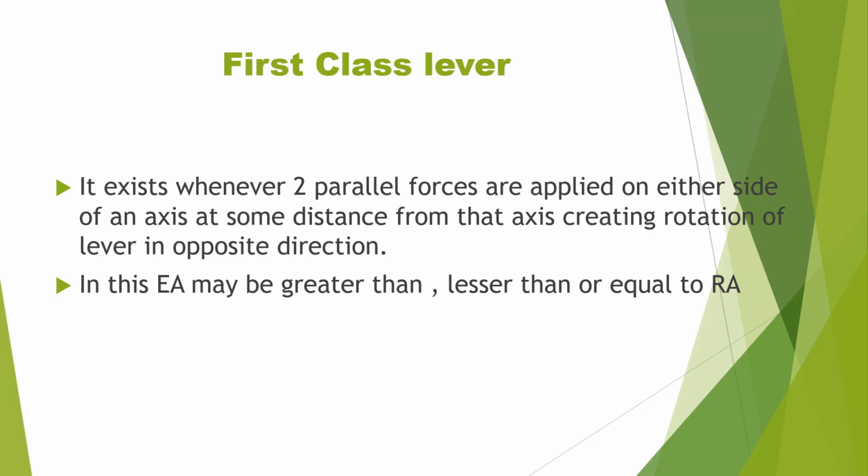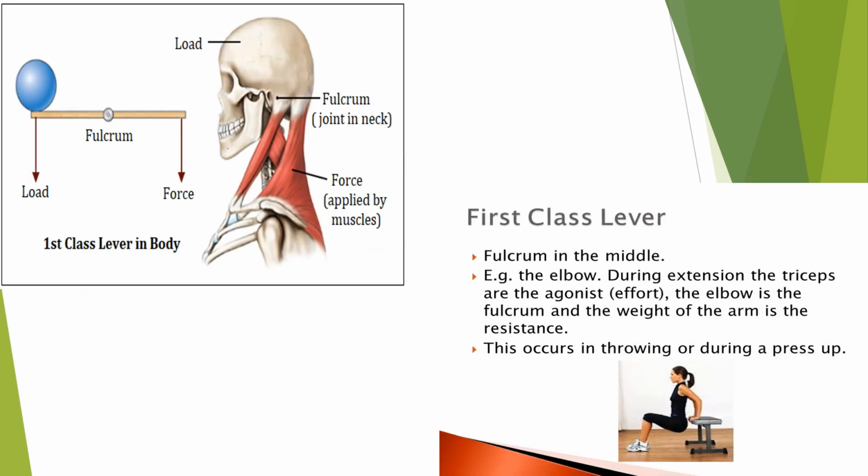Let's understand about first class lever. It exists whenever two parallel forces are applied on either side of an axis and some distance from that axis, creating rotation of the lever in the opposite direction. In this, your effort arm may be greater than, lesser than, or equal to the resistance arm. Let's have a look at the examples.